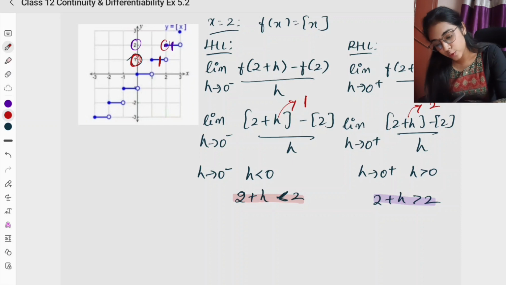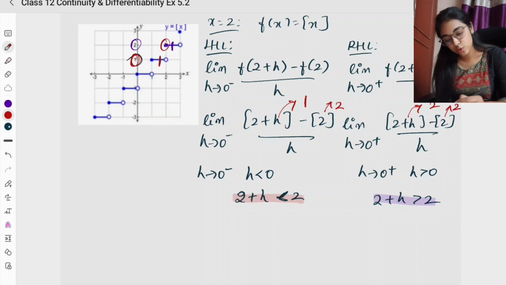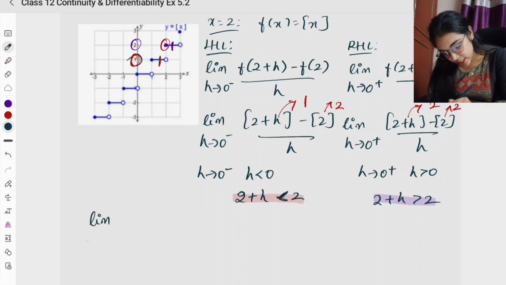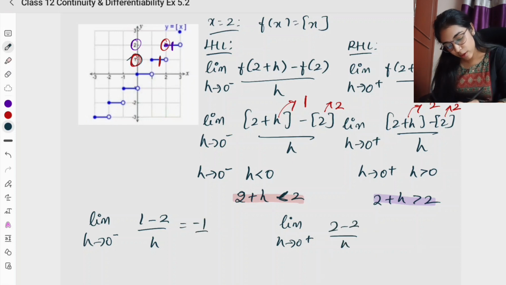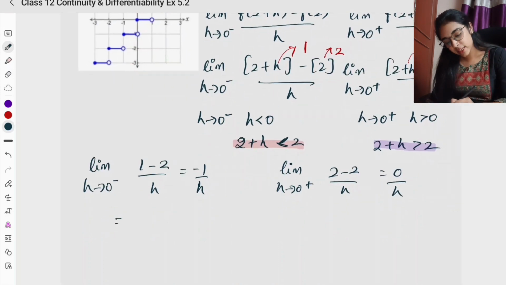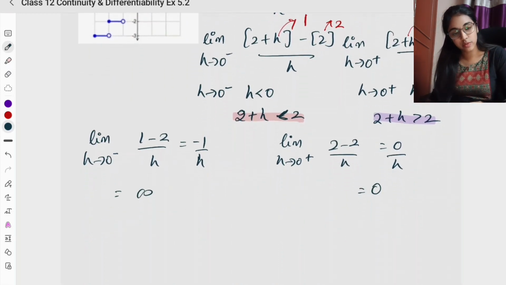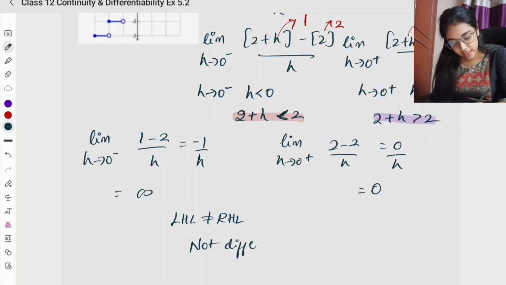And what is GIF of 2? GIF of 2 is going to be simply 2. So this is 2 and this is also 2. Now what is the final answer going to be? The left hand limit is limit h tends to 0 minus of 1 minus 2 divided by h. On this side, limit h tends to 0 plus of 2 minus 2 divided by h. Again the same problem: minus 1 divided by h on this side, and 0 divided by h on this side. When I apply the limit, I am going to have infinity over here and 0 over here. So I have the LHL not equal to the right hand limit. So not differentiable at 2.